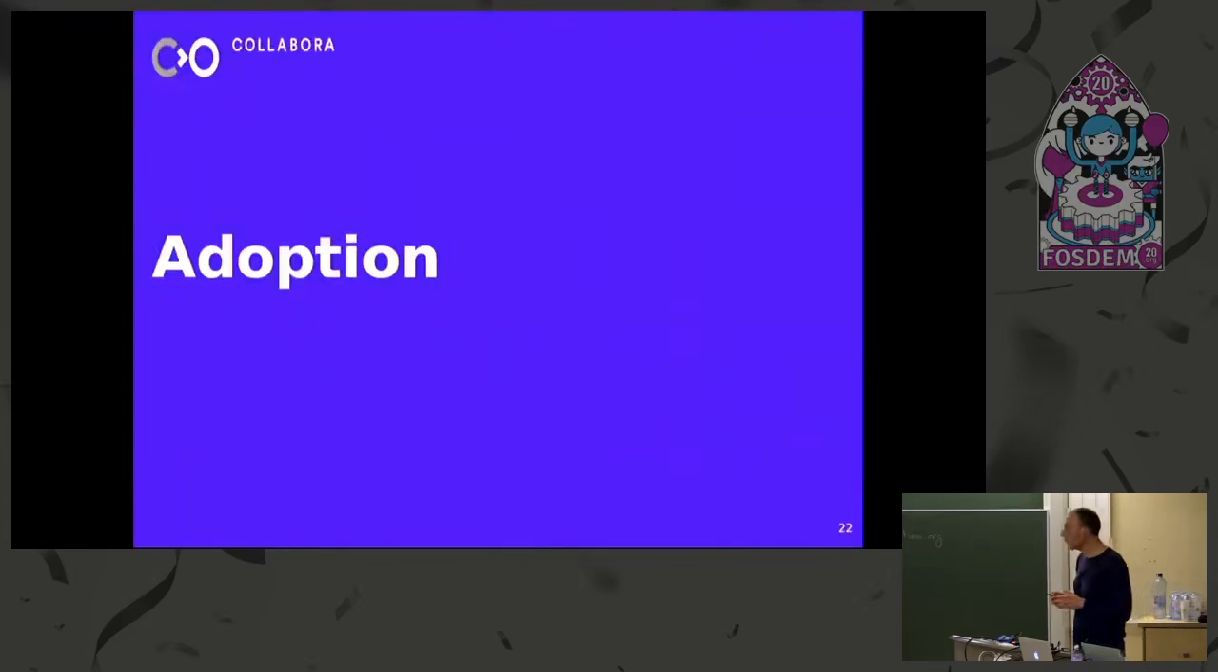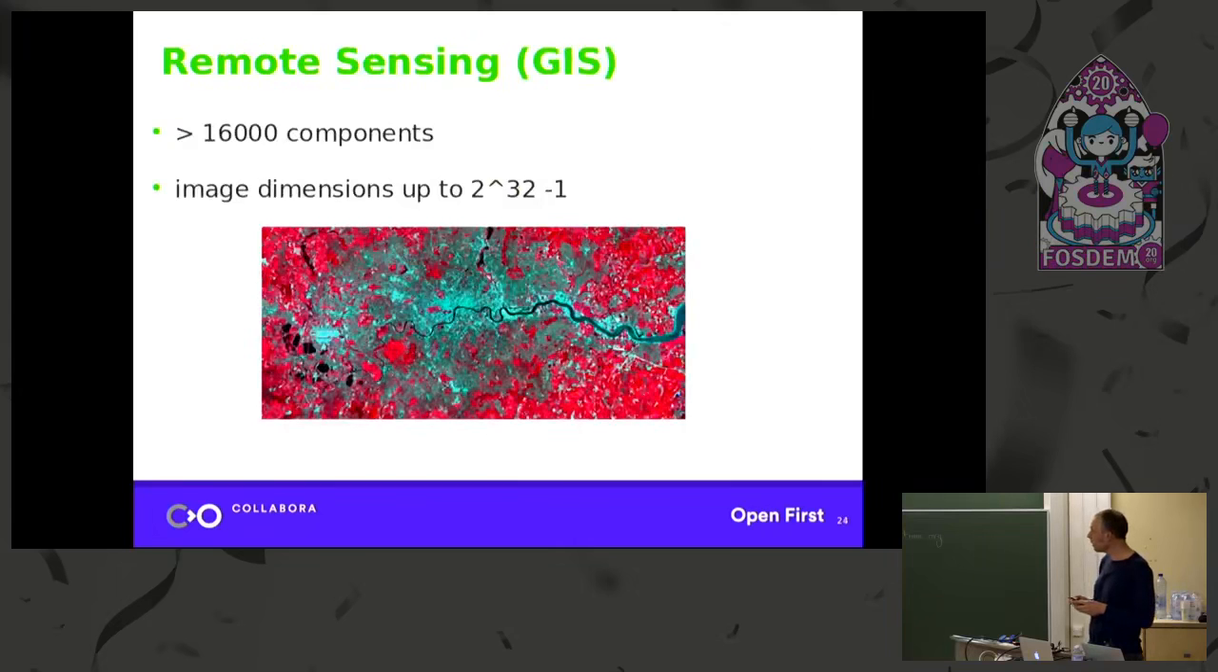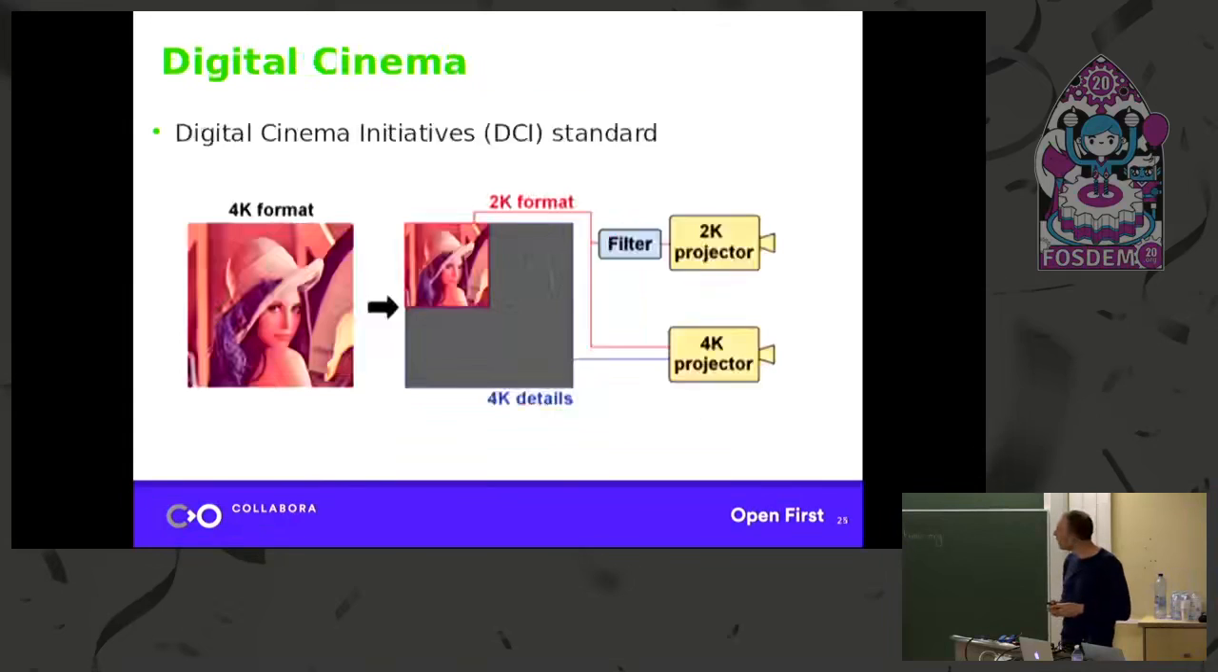So with all these cool features, who adopted J2K? First of all, medical imaging. It's considered the gold standard because you can do lossless, which is important for legal issues, and you can do high bit depths like 10, 12, and 16 bits. It's also popular in remote sensing because you can support 16,000 components if you like, and very large dimensions.